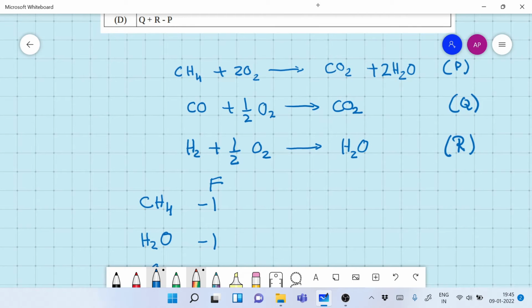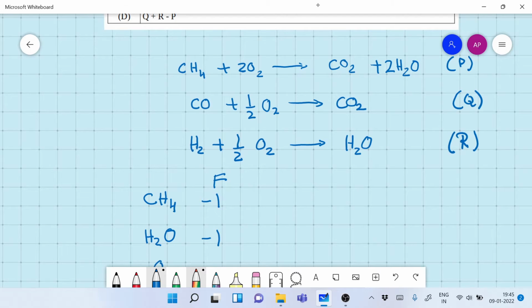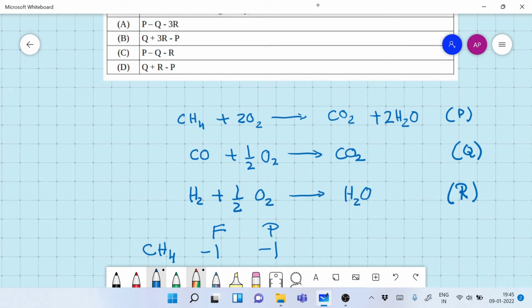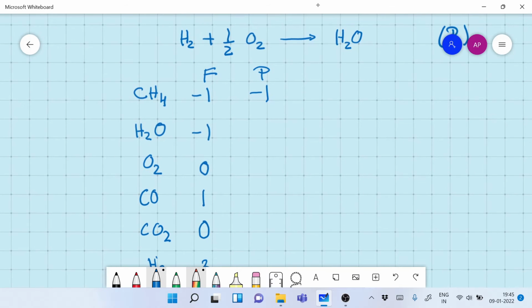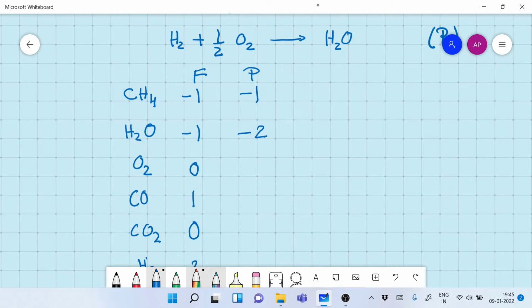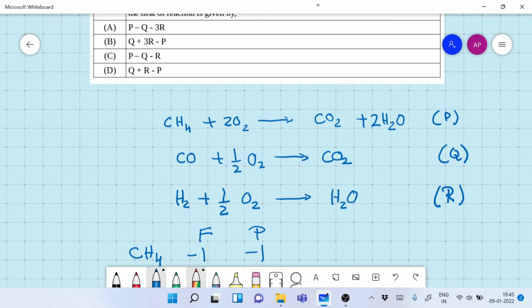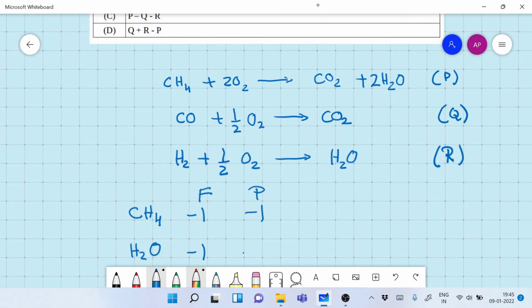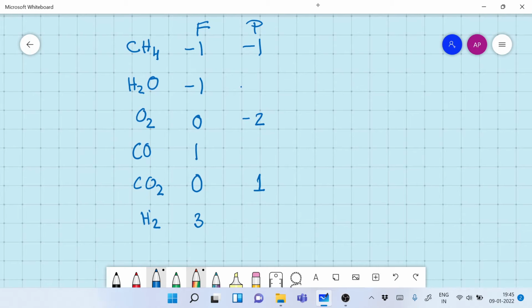Now let's take the second reaction. For the reaction P, methane is -1, oxygen is -2, carbon dioxide is 1 and water is 2.